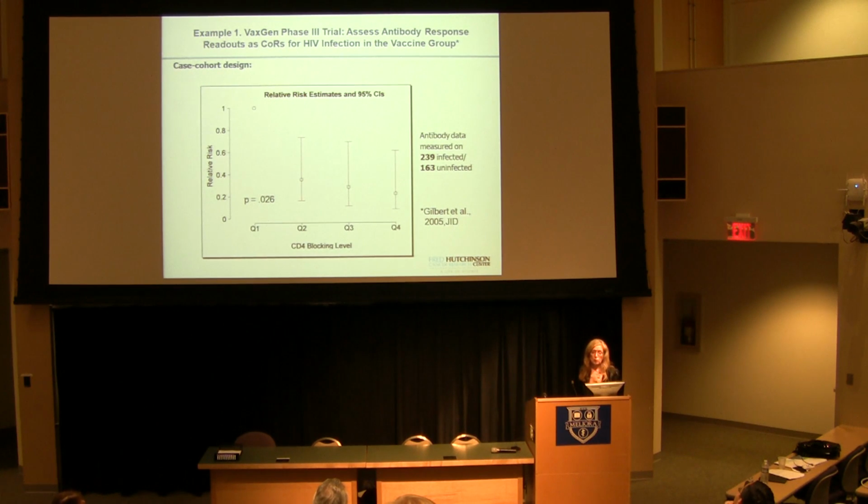So we're assuming that the first quantile of CD4 blocking level is the comparison, so we have a relative risk of 1. And what you can see here then is that at Q2, Q3, and Q4, you have a relative risk that goes down a little bit, 0.4, 0.3. So that's compared to the first. So what it looks like here is that you have a correlative risk with the antibody level.